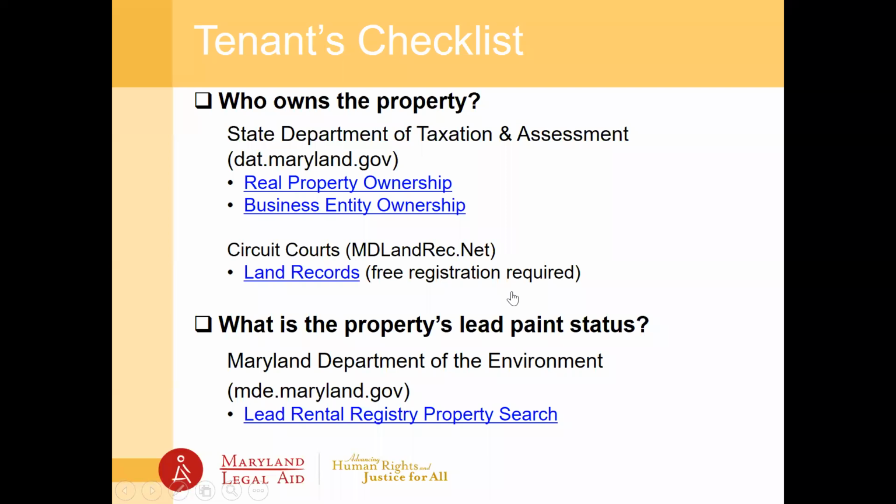All that is free. If you want to see whether or not a property is current with their lead inspection certificate, the Maryland Department of the Environment has a lead rental registry property search online, which one may use. If you want to find more information about what their certificate actually looks like, what were they required to do, and what level of abatement, you may file a PIA request. That is a public information request. And there are specific rules, so I would suggest calling the department over what to do in order to get that information.